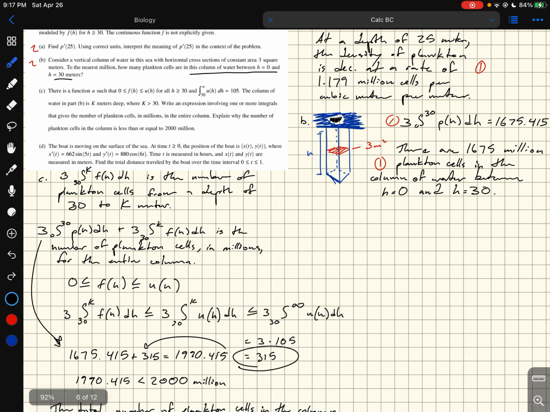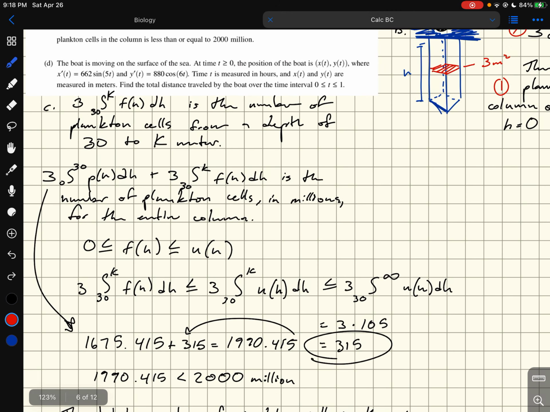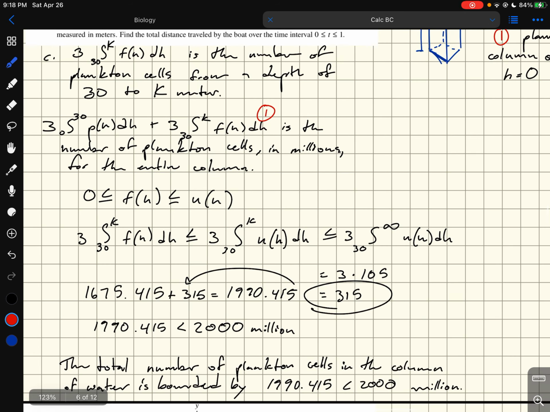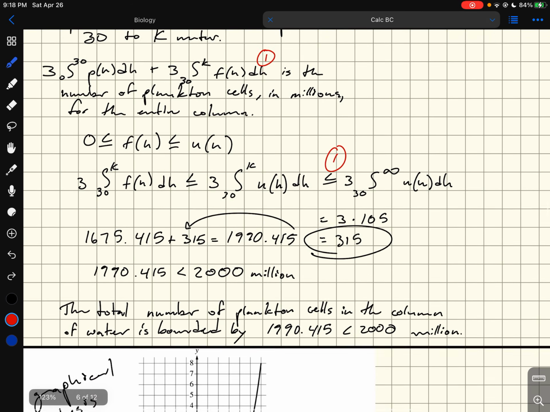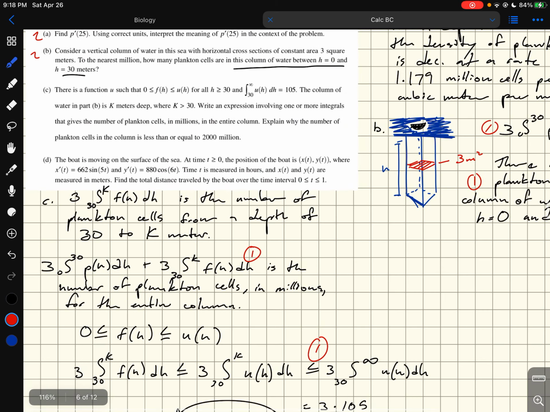Okay, so this one was 3 points, which is kind of sad. Doing all that for 3 points, but yeah, this one was a hard question. So you get 1 point for this integral expression about the number of cells in the entire column. You get 1 point for this comparison of all three integrals, and then you get 1 point for that explanation. Okay, the last part is D.